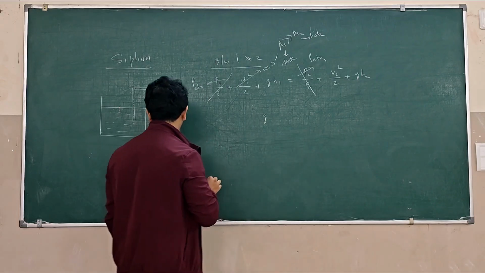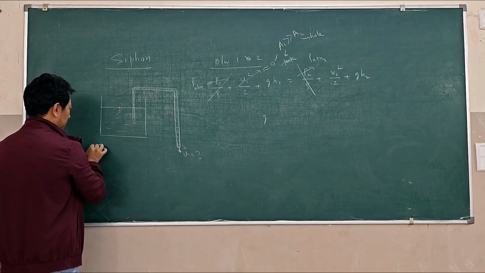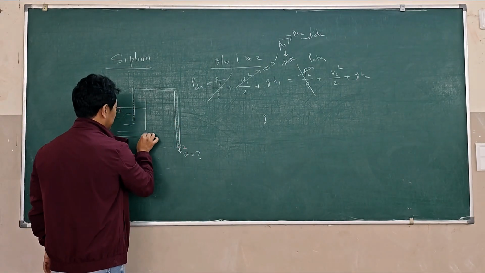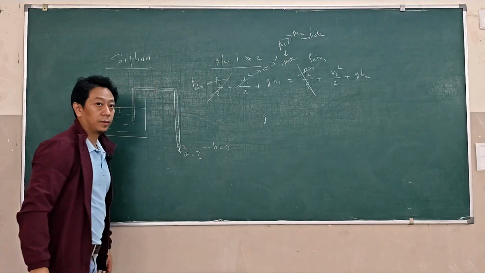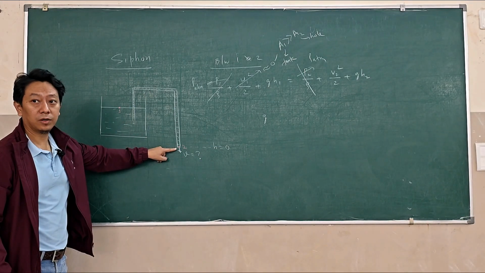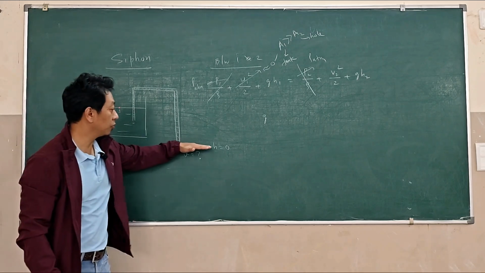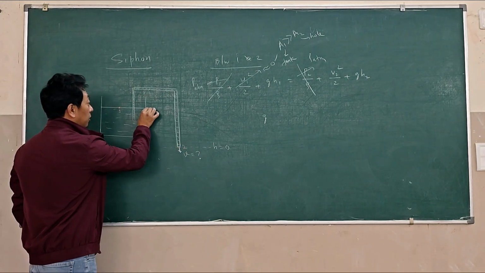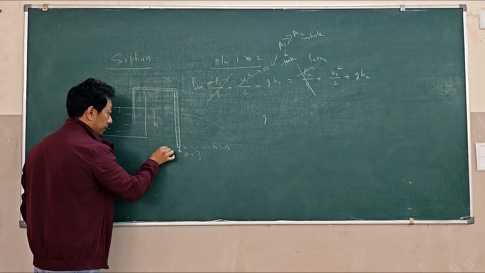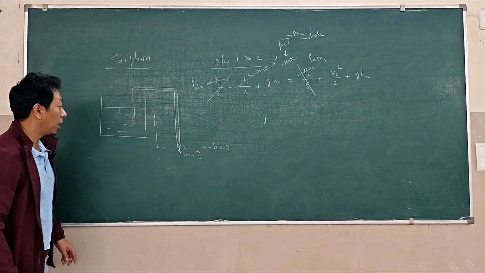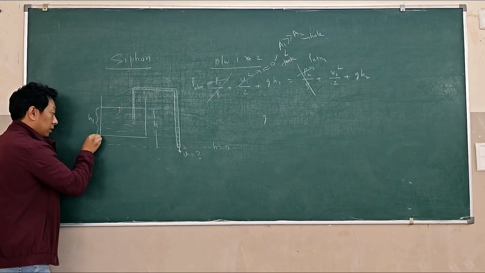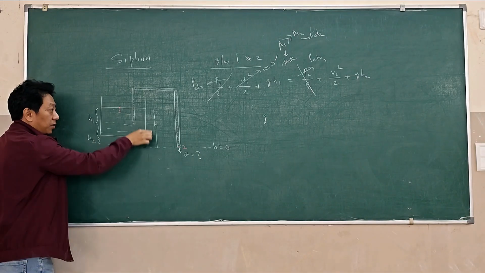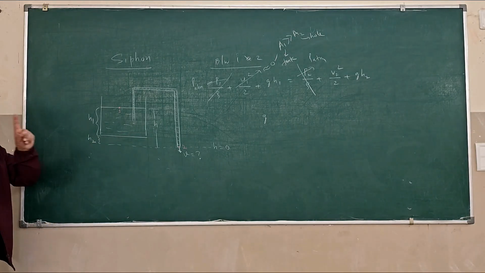Now GH1. Where will I choose height 0? Height 0 I will choose here, the mouth of the pipe. There I will choose height 0. Then what is the height of this level? H. What if they give this as H1, this as H2? Then what will this H be? H1 plus H2. Be careful.